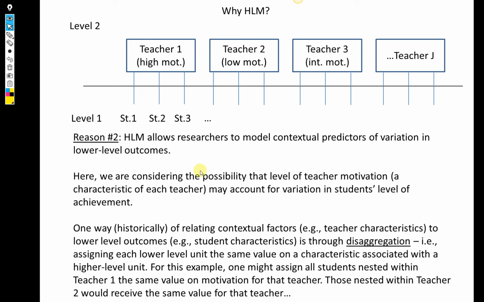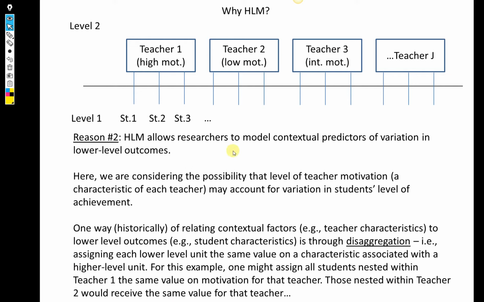So here we're considering the possibility that level of teacher motivation, which is a characteristic of each teacher, may account for variation in students' level of achievement. One way historically of relating contextual factors such as teacher characteristics to lower level outcomes, that is student characteristics, is through a process called disaggregation. And that basically entails assigning each lower level unit the same value on a characteristic associated with a higher level unit. For this example, one might assign all students nested within teacher 1 the same value on motivation to teach for that teacher. Those nested within teacher 2 would receive the same value, and so forth.